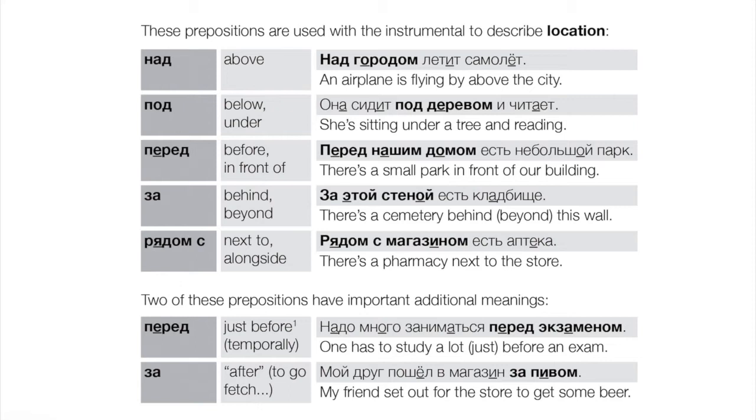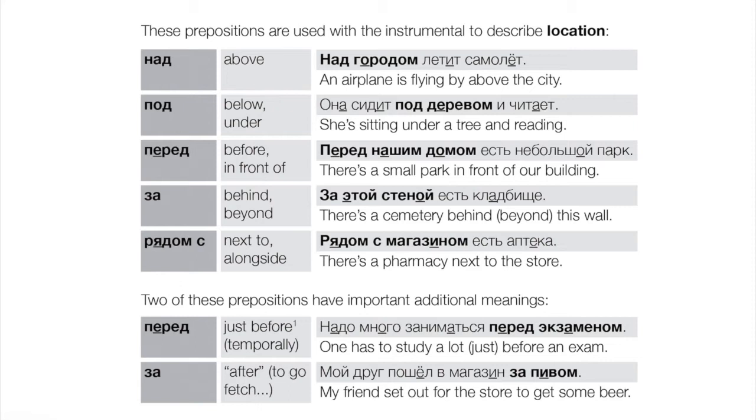So, for example, над городом летит самолет, above the city, right? Она сидит под деревом и читает, under a tree, под деревом. Перед нашим домом есть небольшой парк, right? In front of our building, перед нашим домом. За этой стеной, right? Behind this wall, instrumental. And finally, рядом с магазином, right? Alongside, next to the store, in a row with the store, literally.